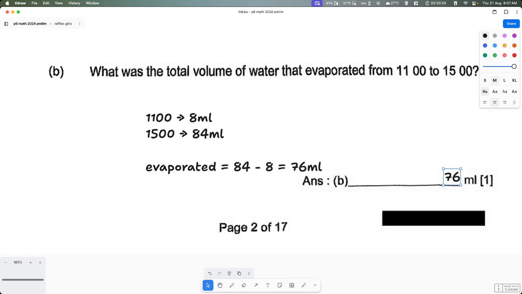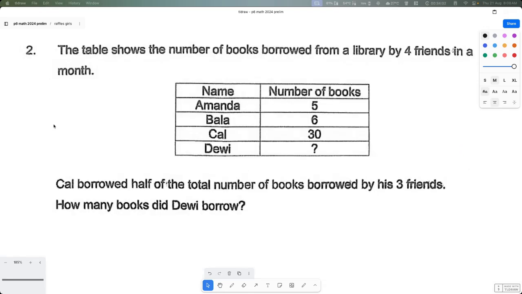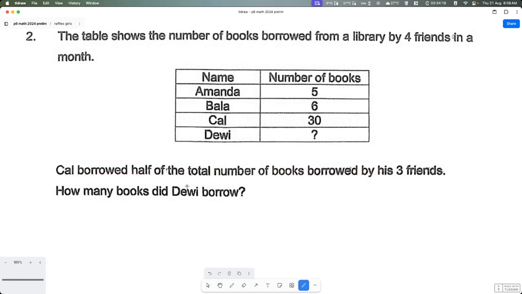All right, let's move on to the next question. Question number 2. The table shows the number of books borrowed from a library by 4 friends in a month. So we have the name and number of books. Cal has a lot. Cal borrowed half of the total number of books borrowed by his 3 friends. How many books did Dewi borrow?